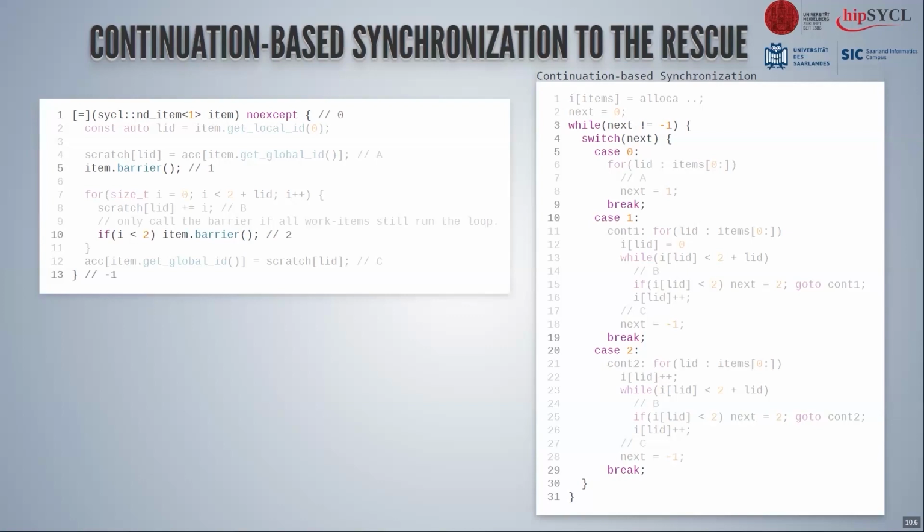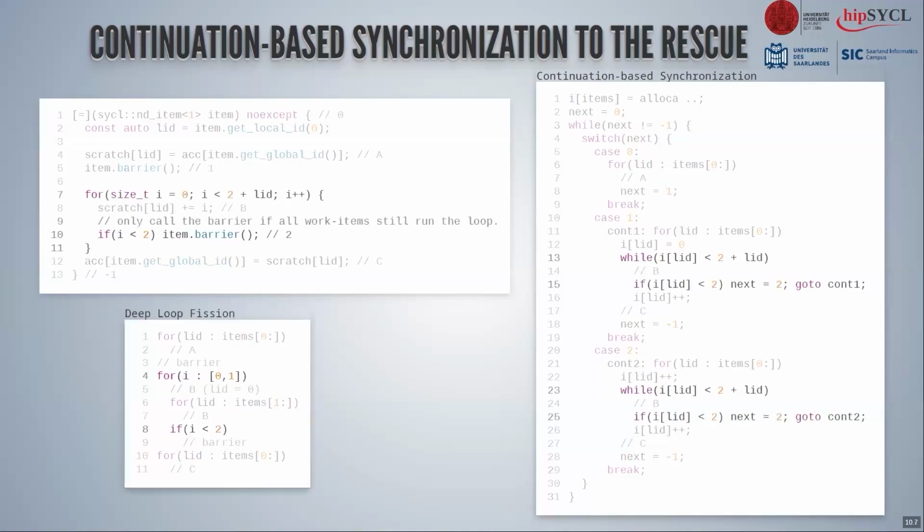With this out of the way, let's have a short recap why this works and why the deep loop fission doesn't work for this kernel. For the deep loop fission, we have this loop in the kernel moved out of the kernel, so not every work item is able to decide for themselves how often the loop should be executed. Whereas in continuation-based synchronization, we still have the decision how often this loop should be executed inside the work items, so they can decide for themselves how often to execute it.